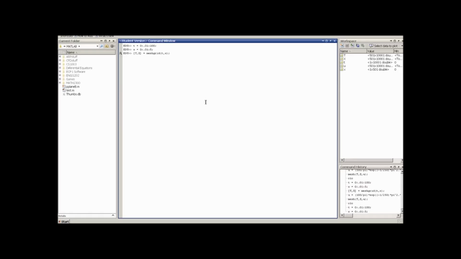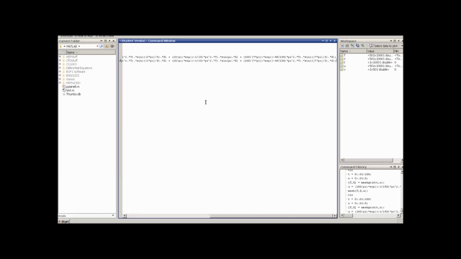Next, I needed to use the meshgrid function to create the points for MATLAB to calculate u of x and t. Okay, so there are the first 4 terms of our function u. To graph it, all you have to do is call the mesh function and input the arguments.